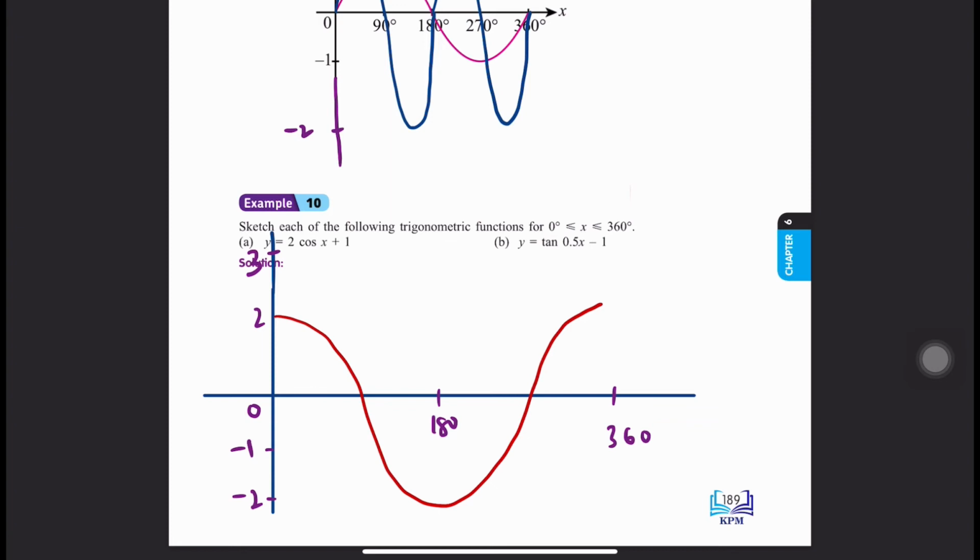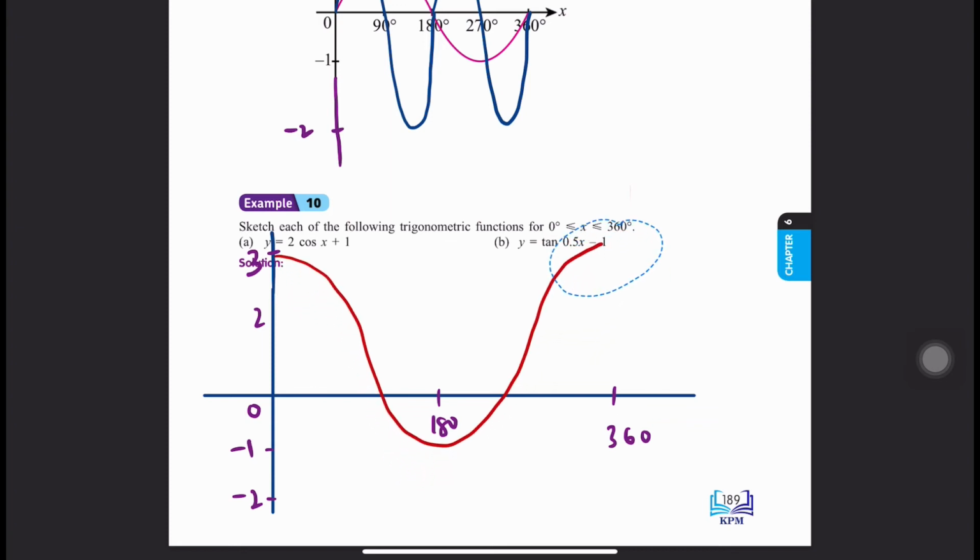So apa buat? Awak angkatlah graf ni ke atas. Okay, naik 1. Okay, boleh. Okay, nanti kalau awak lukis guna tangan, padamlah graf yang asal tu. Okay, boleh. Simple as that. Okay. Okay, now B.